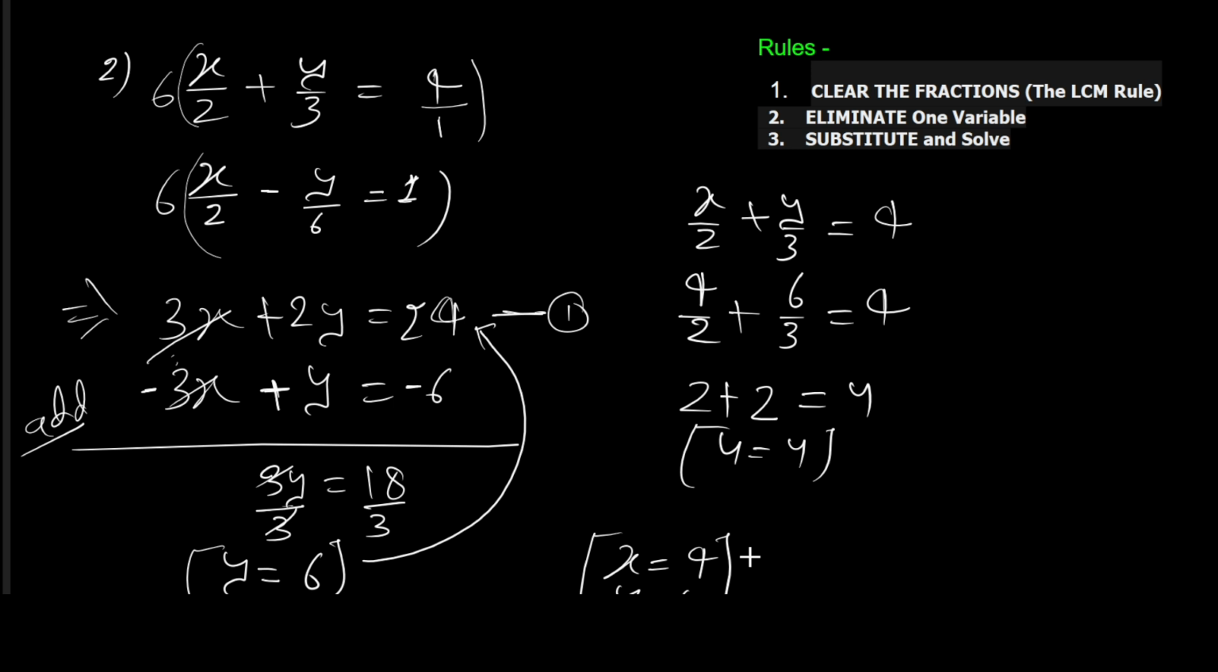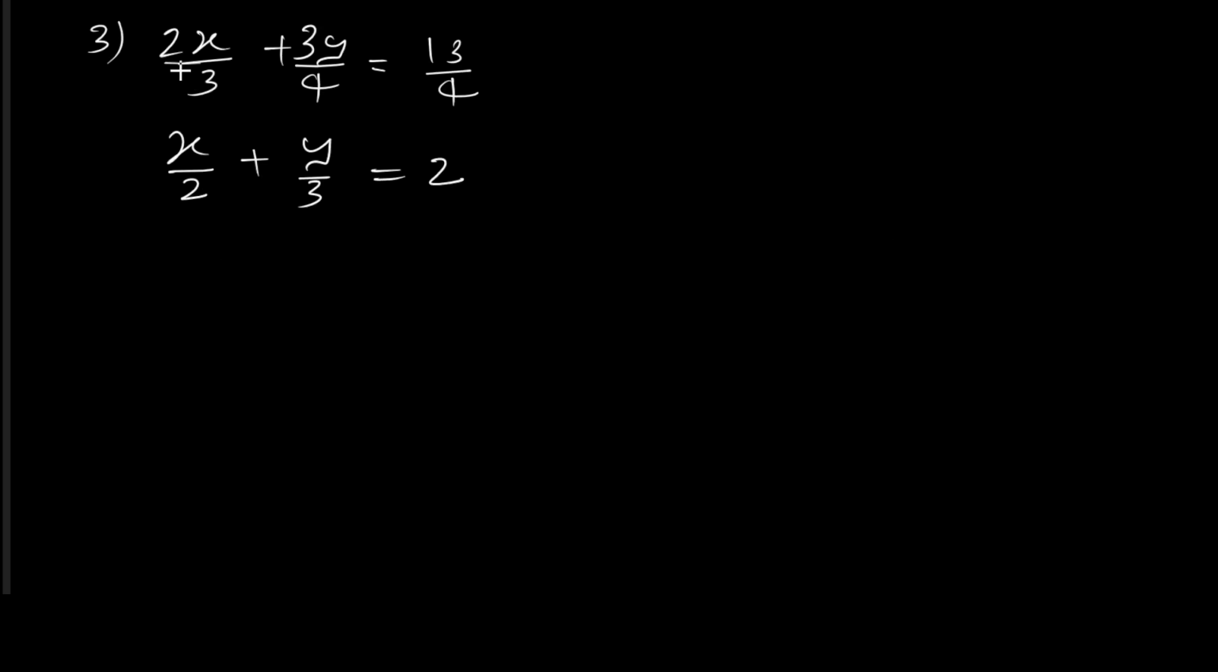So moving to the next problem, we have 2x over 3 plus 3y over 4 equals 13 over 4, and x over 2 plus y over 3 equals 2. I'm going to apply the first step, which is to convert this equation into a normal equation. To do this, I'm going to take the LCM of the denominators. We have denominators 3 and 4. The LCM of 3 and 4 is 12. So let's multiply the whole equation by 12.